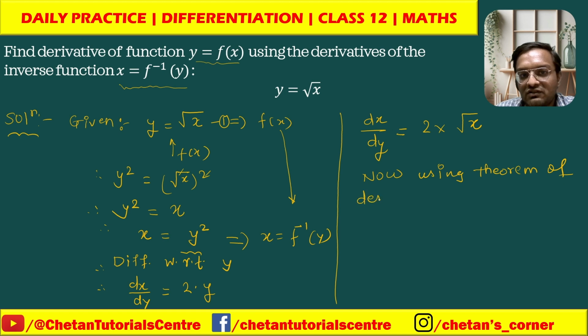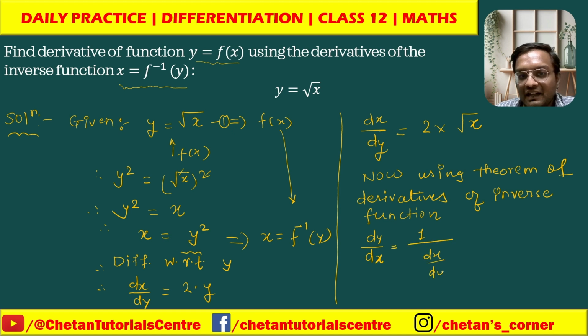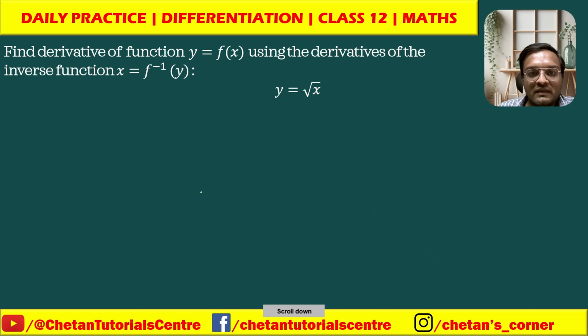of derivatives of inverse function, according to this theorem, the derivative of function y with respect to x is equal to 1 upon dx by dy. So the value of dx by dy is 1 upon 2 under root of x. Therefore dy by dx is equal to 1 upon 2 under root of x, which is our required answer.